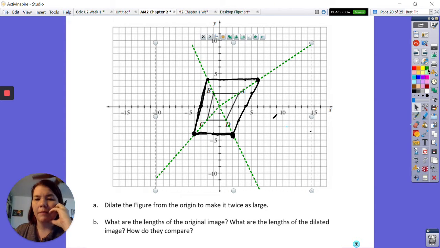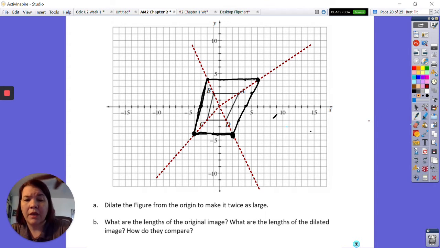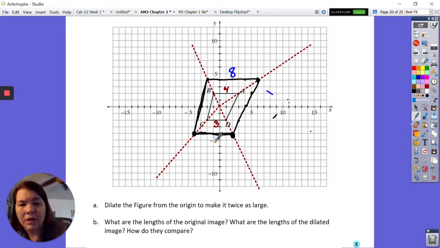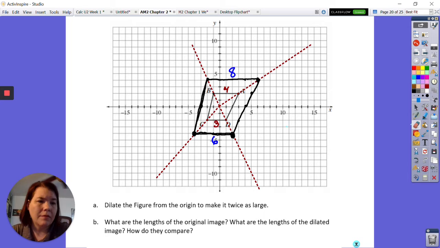Okay, so what are the lengths of the original image and what are the lengths of the dilated images? So as I was doing this, I was actually answering question B without realizing it. So as I was dilating, I was answering question B. The lengths of the original image, this one is 4 and this one is 3. And my new image, this one is 8 and this one is 6. Now diagonally, I didn't actually find the lengths. I used slope to help me on my diagonals, but diagonally it's a little different because I didn't find the distance.